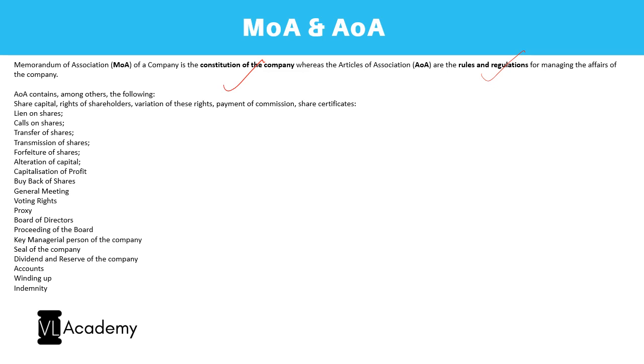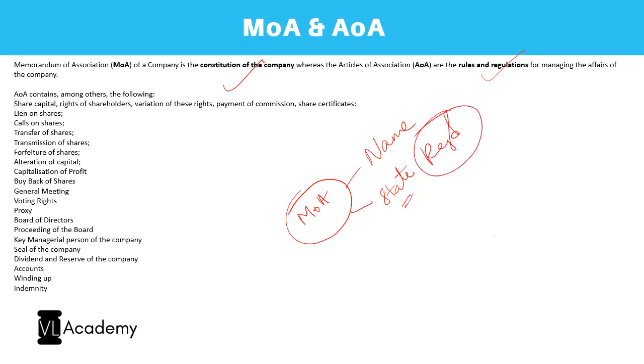So what does an MoA contain? When you're drafting an MoA, you should ensure that it contains the full name of the company for which you have got the incorporation. So it should tally with the incorporation certificate, right? After the name, it has to state the state in which the registered office is situated. This is very important, because when you shift the registered office to a different state, you go for alteration of MoA. Unless there's a change in the state, you wouldn't go for alteration of an MoA, correct?